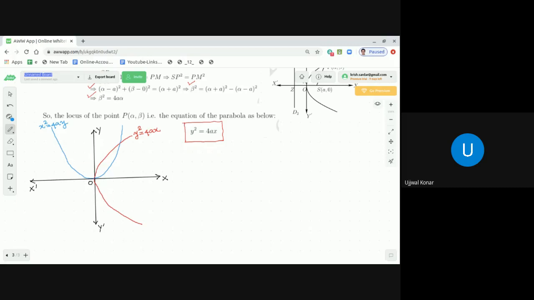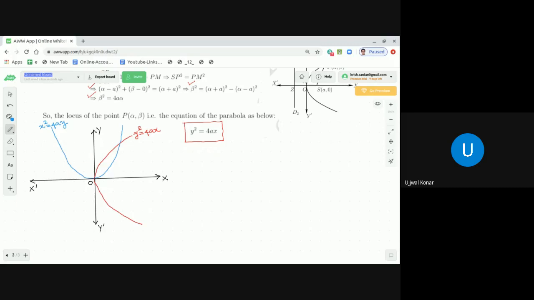Minutely look at the difference, dear students. In the red color, where OX is the axis of the parabola, the equation of the parabola is of the form y square equal to 4ax. But when we see that the axis of the parabola is OY, you just need to replace x and y, dear students. So y square equal to 4ax, if you replace y by x and x by y, what you'll get? X square equal to 4ay, and that's what you get.